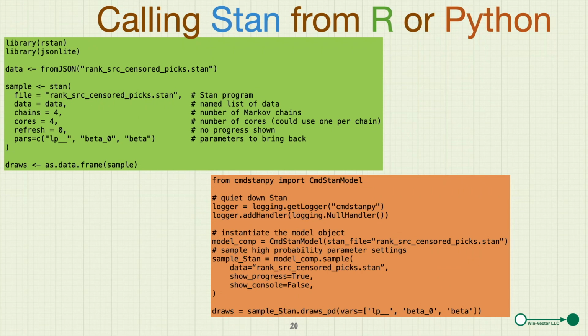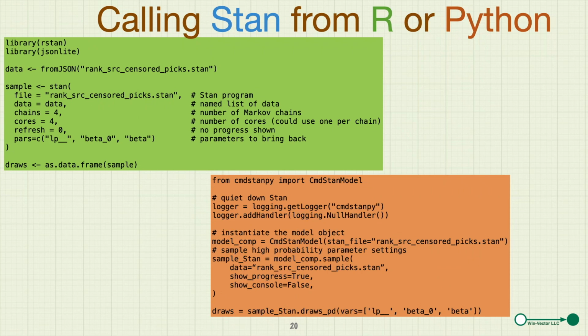But in R, you basically can give Stan either data from inside your R program or data that's in JSON format on your file system. Of course, R has tools for translating between the two, like jsonlite. And then you call Stan. And you give it, where does it get its Stan source code? So that source code I demonstrated has to be in the file rank_source_censored_pics.stan. You give it its data.